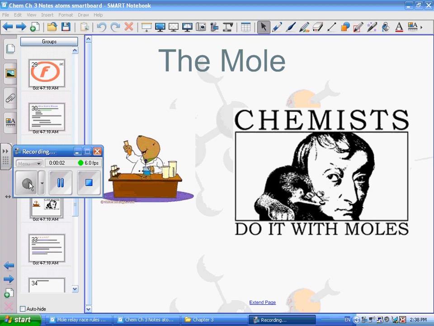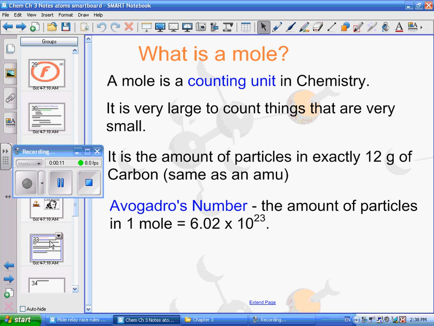All right, here we go with the mole concept. For those of you that are having trouble with the mole concept, this is your tutorial. All right, the mole is a counting unit. It's a humongous number. 6.02 times 10 to the 23rd is the number.